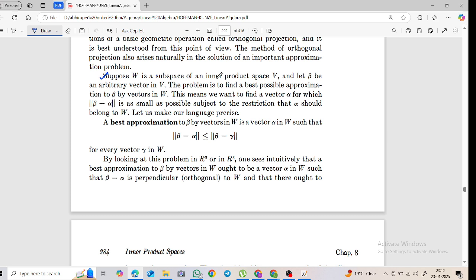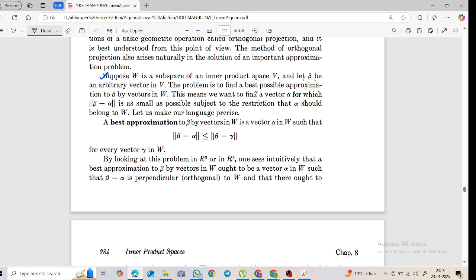Suppose W is a subspace of an inner product space V, and let beta be an arbitrary vector in V. The problem is to find the best possible approximation of beta by the vectors of W. So what they are doing is basically trying to approximate beta with the vectors in W. So clearly, if beta is in W, then beta is the best approximation of itself. But by best approximation, intuitively they mean the projection of beta onto W.